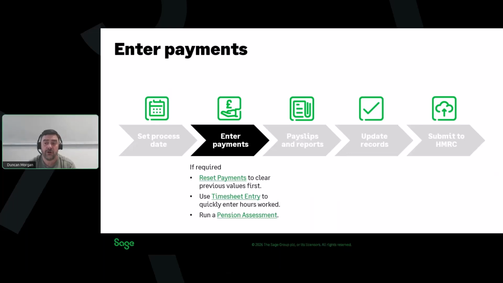Before this, you could run the reset payments wizard to clear previous values. Another way of entering hours for hourly payments is using the timesheet entry option, so you can read more about that following the link on the handout. And once you've entered all of the payments for the current period, if you use our pensions module, this is the point at which you would run a pension assessment. If you want to learn more about pension assessments and the pensions module, we do have some recent webinar recordings of our pensions discovery webinar series, so do check that out on our help center.